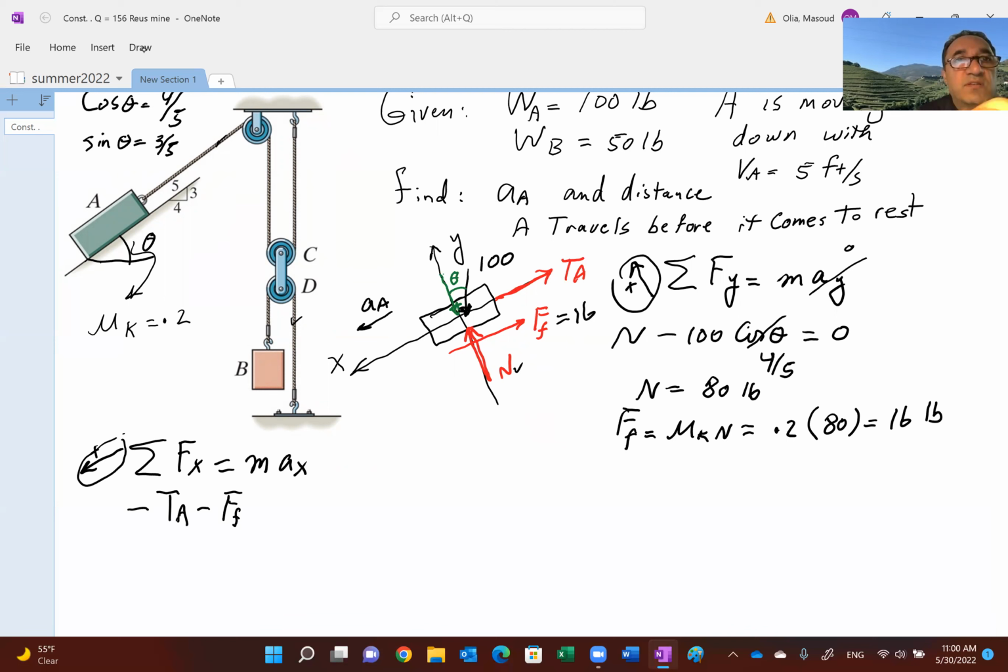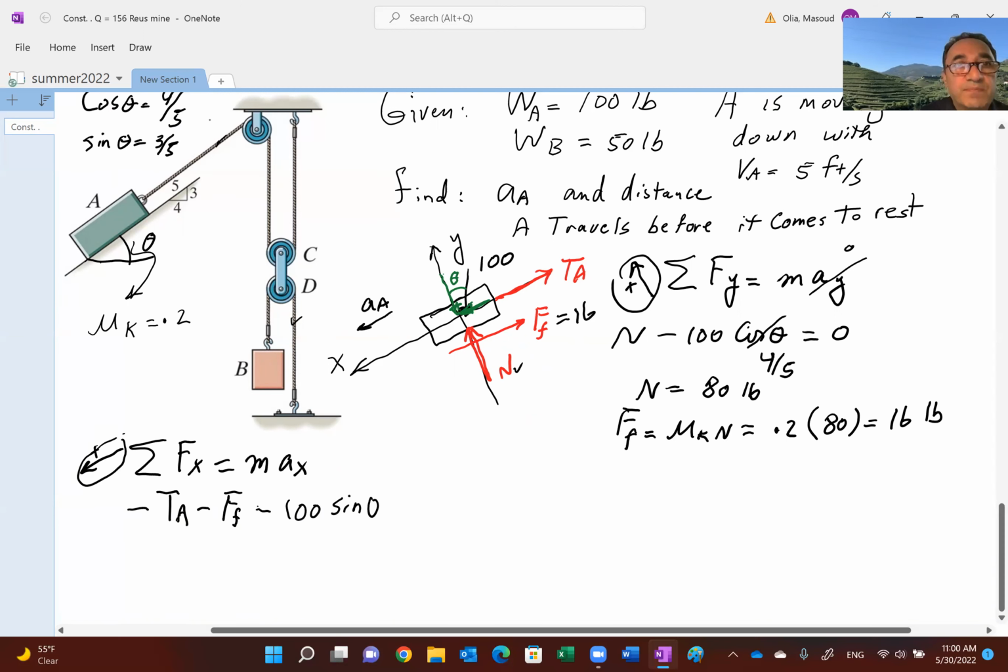Don't forget, this is a typical mistake, guys. Don't forget that this 100 also has a component in that direction. Since 100 cosine theta was used in the y direction, in the x direction that component is going to be 100 sine theta, which is 3/5, as you could see up here. That's the sine theta, equal to mass times acceleration.